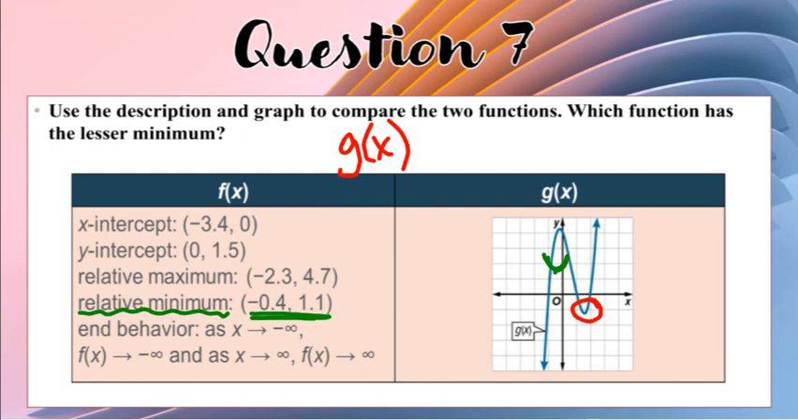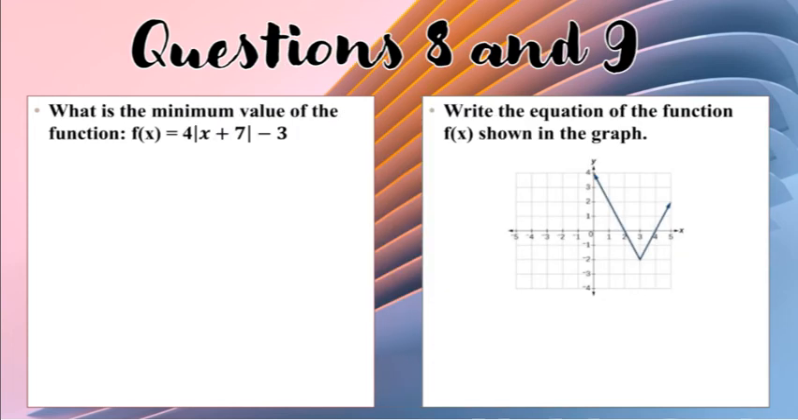Question 8. What is the minimum value of the function f of x equaling 4 times the absolute value of x plus 7 minus 3? So to solve this one, we would just need to find where is the lowest point of that function. And remember, the lowest point of the function is where our vertex is going to be. So to find our vertex, you would need to know what x is and then our y value is here.